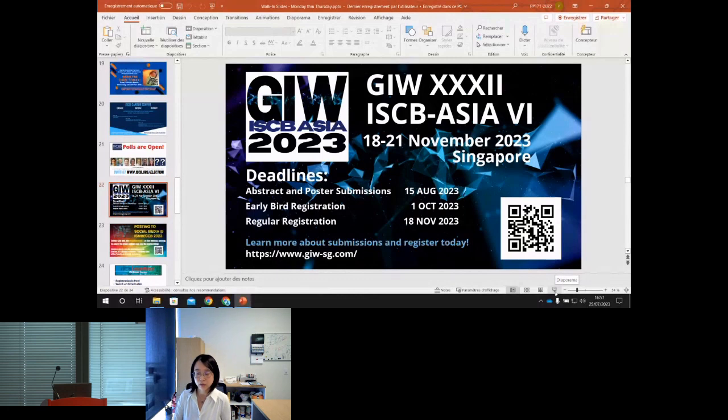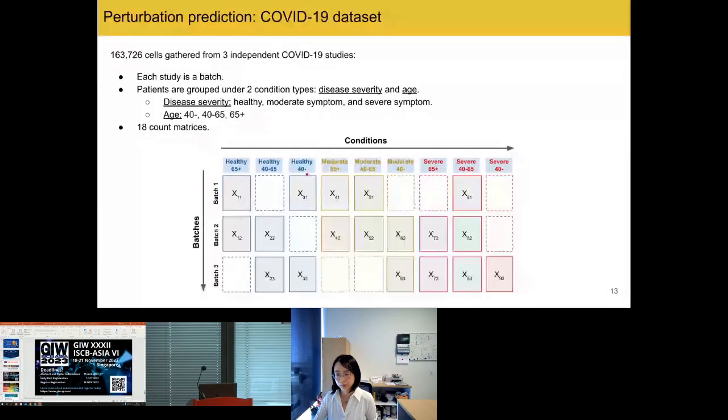So on this data set, I have shown results on disentanglement and pathway detection. Next, I'm going to use a COVID-19 data set to show results on perturbation prediction. In this data set, we have collected data from studies, and we consider each study to be one batch. And then we have these conditions where we consider both disease severity, which has 3 levels: healthy, moderate, and severe. And we also consider age groups. So we have in total these many disease condition labels.